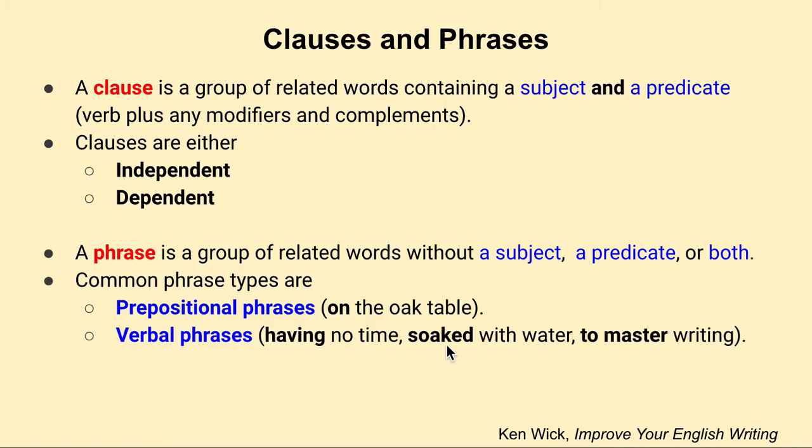Another type of common phrase is the verbal phrase. Here are 3 examples: having no time, soaked with water, to master writing. So having is the verb. You can see that the verbal phrases start with a verb. I'll go into more of this in more detail. Having no time, soaked with water, and to master writing are some examples of verbal phrases.